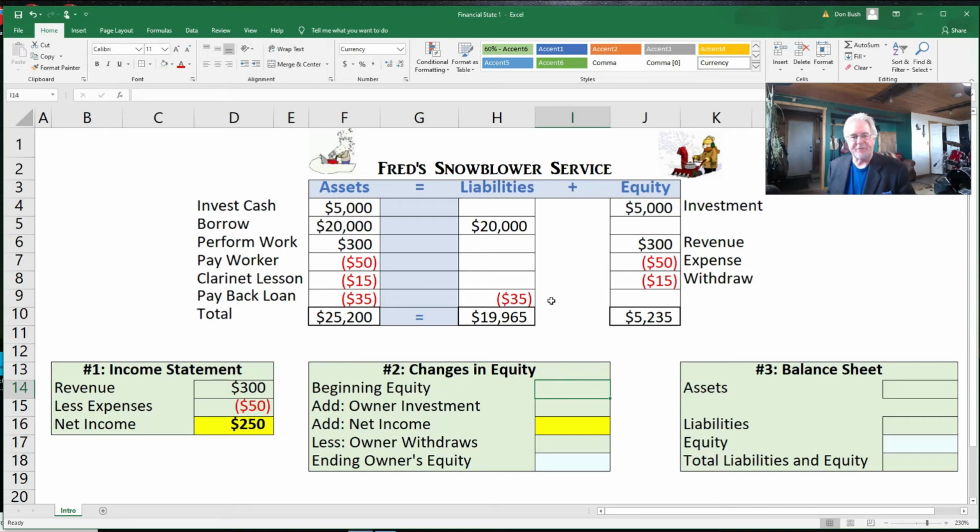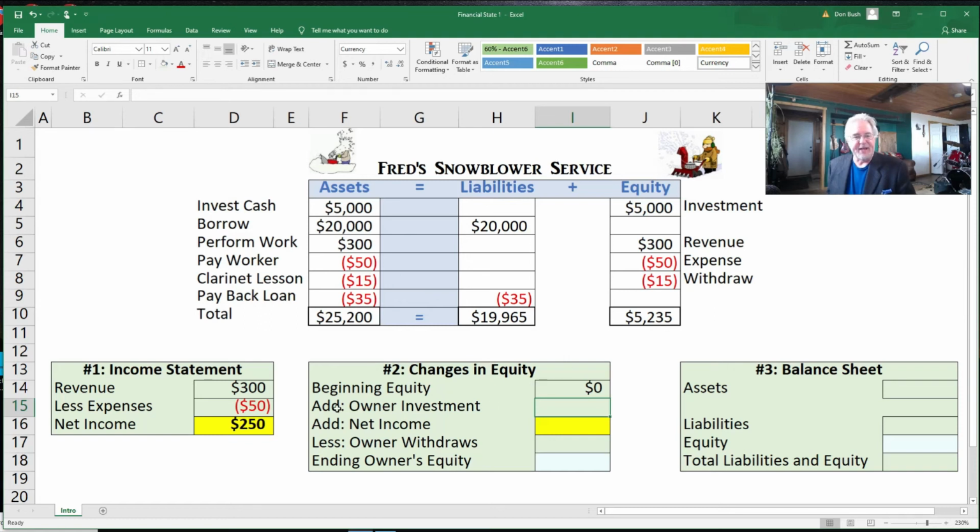So if you recall from the beginning of this story, Fred is just this month starting his business. His business has not existed before. This is the very first month. And so his beginning equity was $0 at the very beginning, before he did anything.